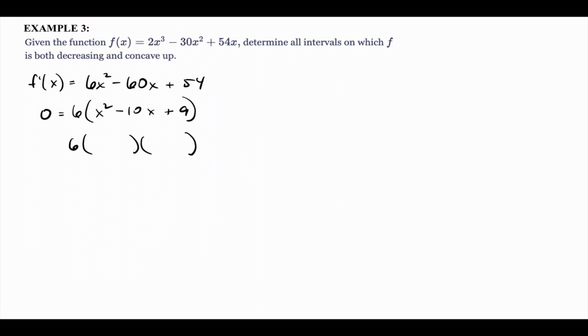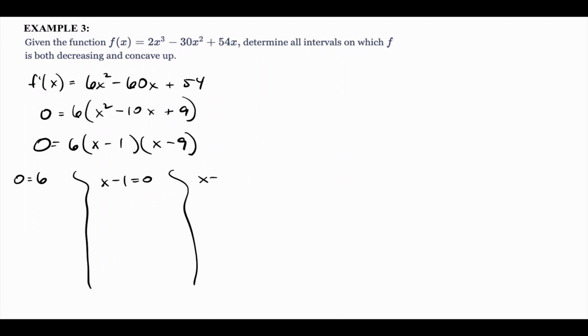So I have to come up with the two numbers that multiply to be 9 but add up to be negative 10. Negative 1 and negative 9. Set them all equal to 0. The first guy is not going to give me an answer because there's no variable, but the second two will give me an answer.